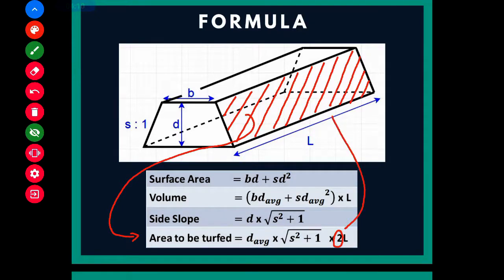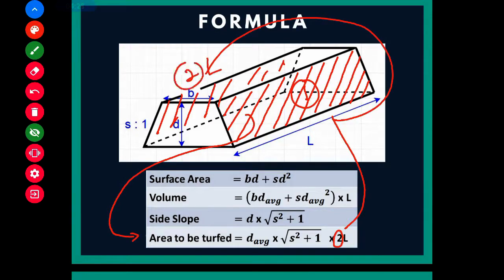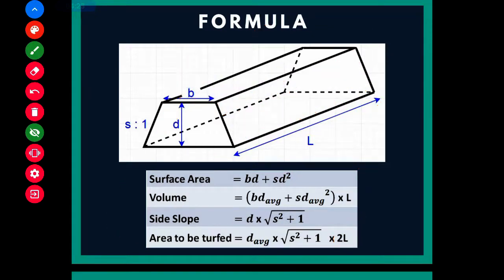The reason for 2 here is because you have two sides. The first one you have this side, one side. Another one you will have on the other side. So that's why you multiply with 2. So this one is for the simple trapezium shape for the embankment.